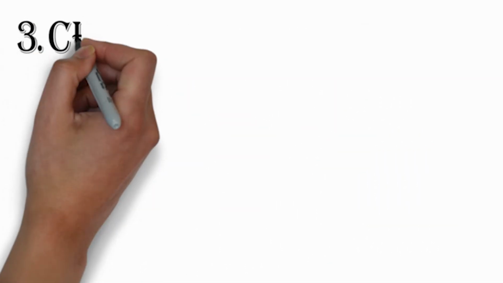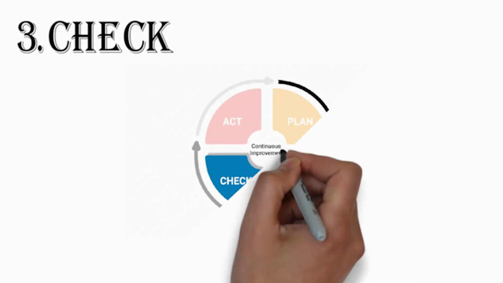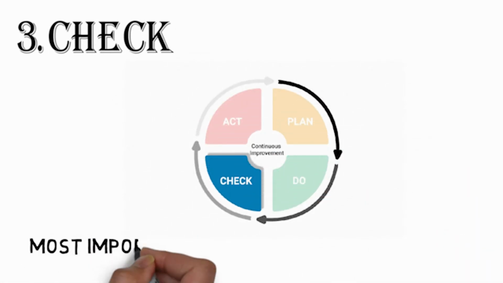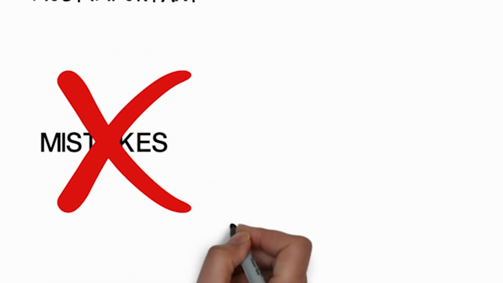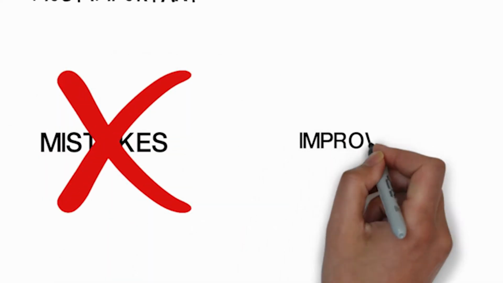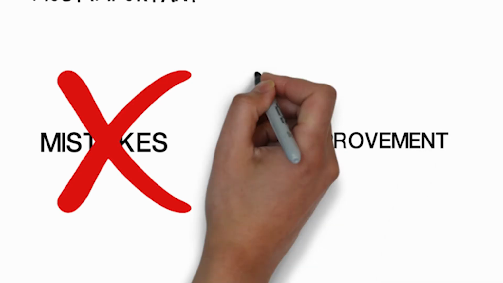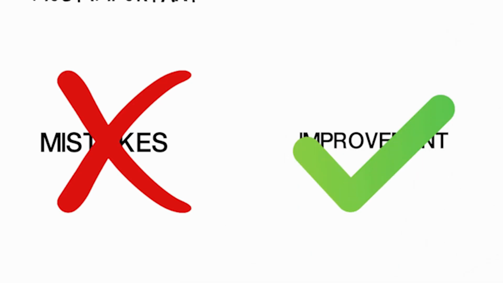Third, check. This is the most important stage of the PDCA cycle. If you want to clarify your plan, avoid recurring mistakes, and apply continuous improvement successfully, you need to pay enough attention to the check phase.